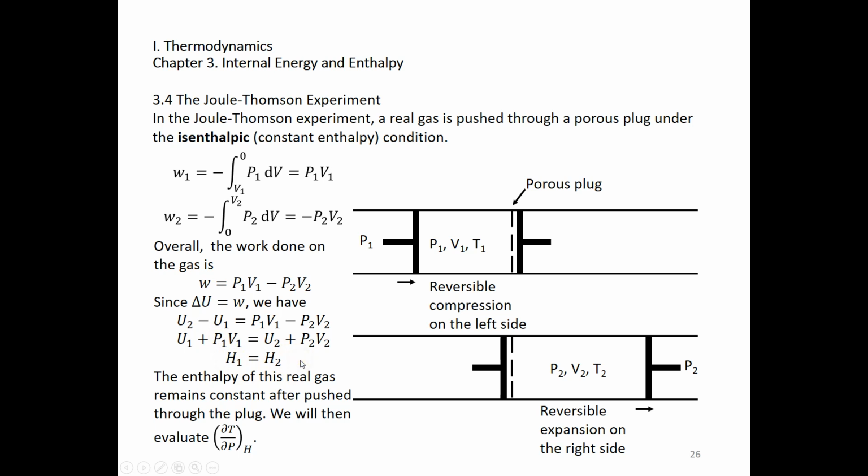The enthalpy of this real gas remains constant after this real gas is pushed through this porous plug. And then we will evaluate this derivative, delta T over delta P, under this isenthalpic condition. That means constant enthalpy.